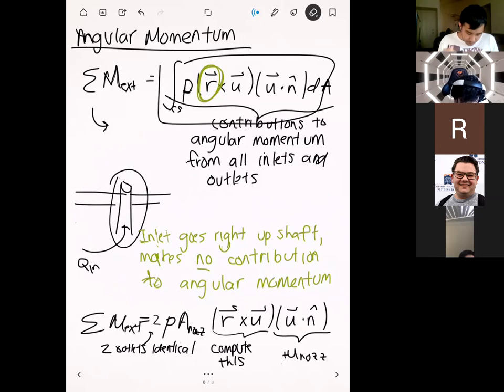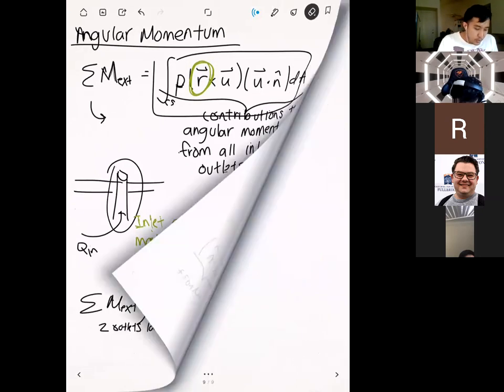All right, so let's go ahead and compute this guy. We know from previous classes that whenever we take the cross product between two vectors, we simply get another vector. But in this case, since we just have one axis of rotation, we're just going to take the magnitude of this cross product.